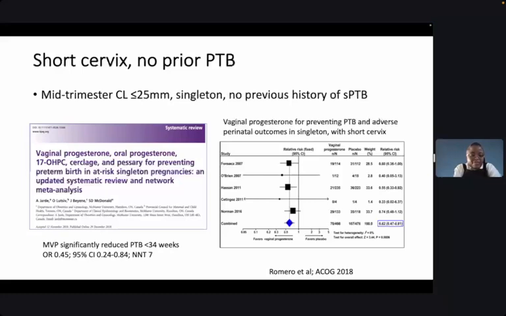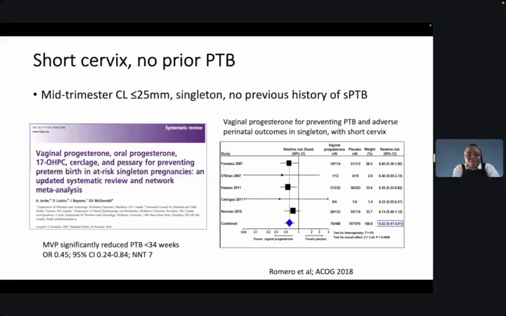There was also a meta-analysis by Judd and colleagues. They looked at the different forms of progesterone, vaginal, oral, and IM, versus other interventions that we know have been used for prevention of preterm deliveries, which are cerclage and pessary, trying to see if these interventions are actually helpful in preventing preterm birth in this singleton low-risk patient. From the results, vaginal micronized progesterone was shown to reduce preterm delivery significantly for patients before 34 weeks. The odds ratio was 0.45, and the number needed to treat is actually 1:7.